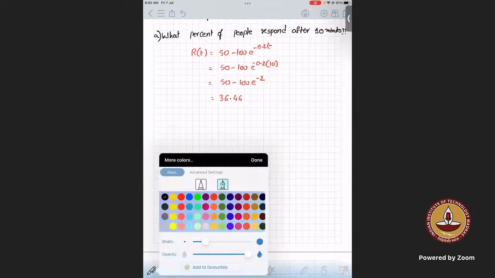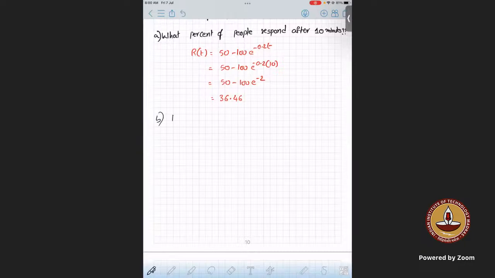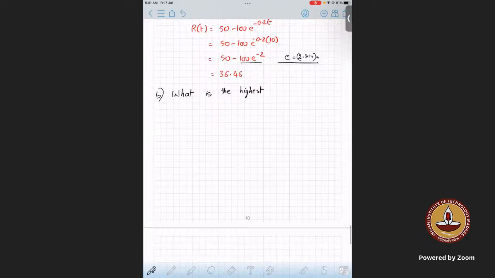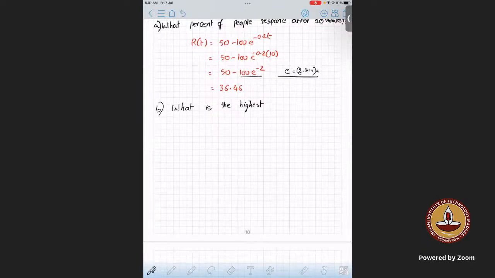Okay. Yes, sir. And then coming to question B. Sir, how is the answer 36.46? You will know the e value next. Something like 2.71, and you have to square it and divide it. Clear? Okay. What is the highest percentage? Highest percent expected.